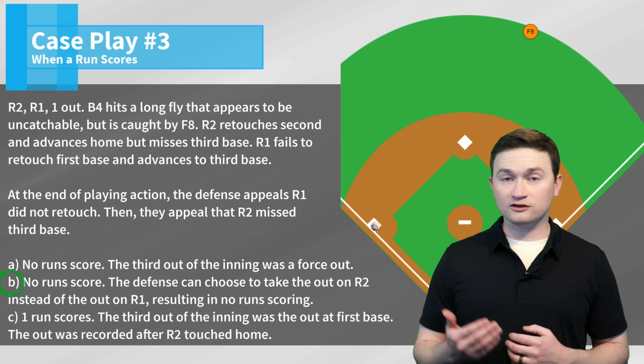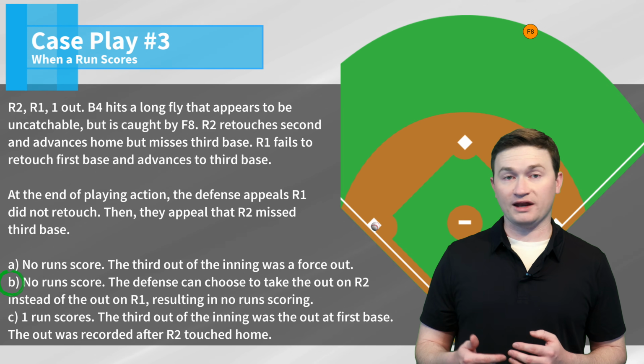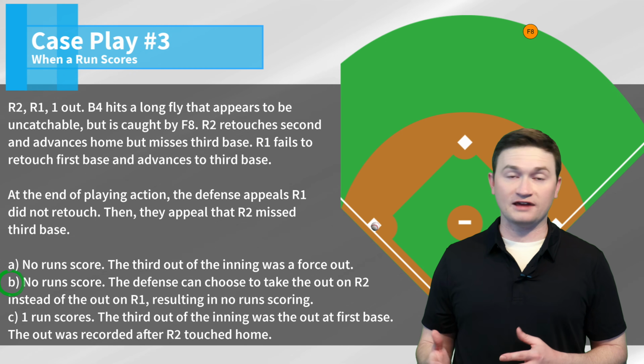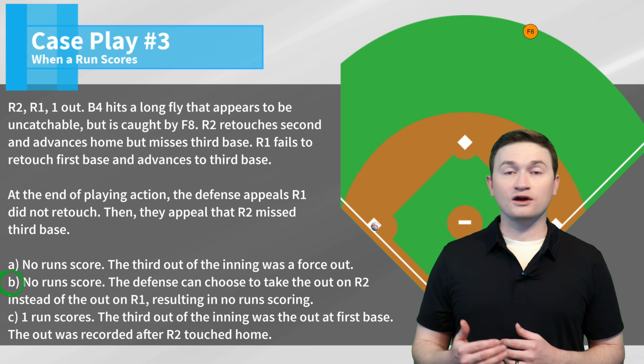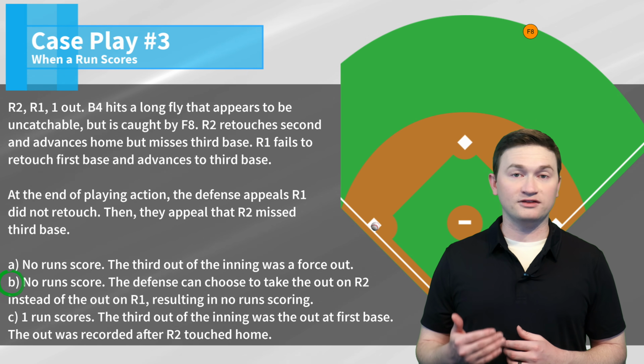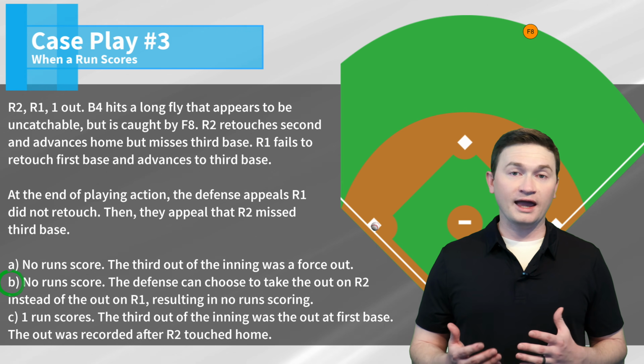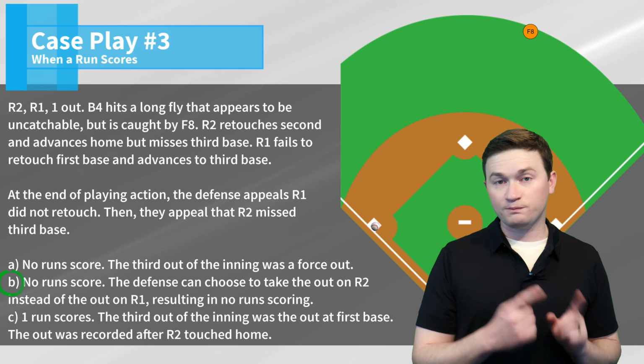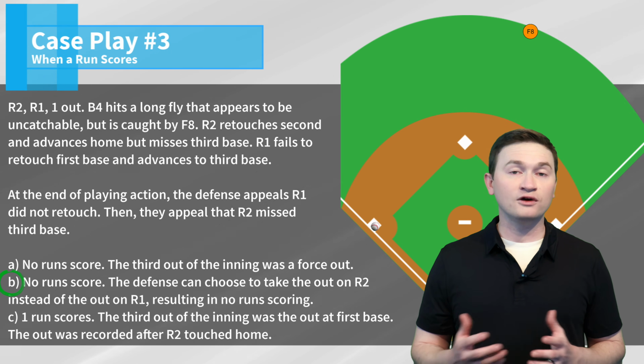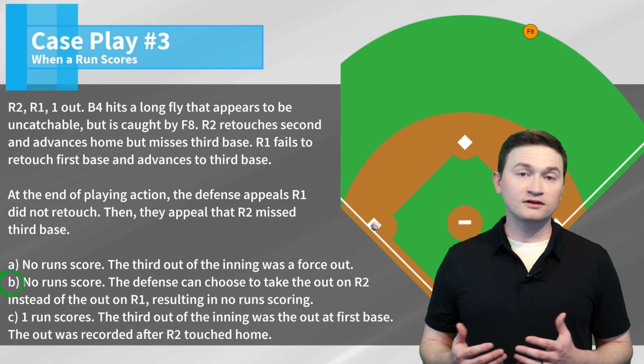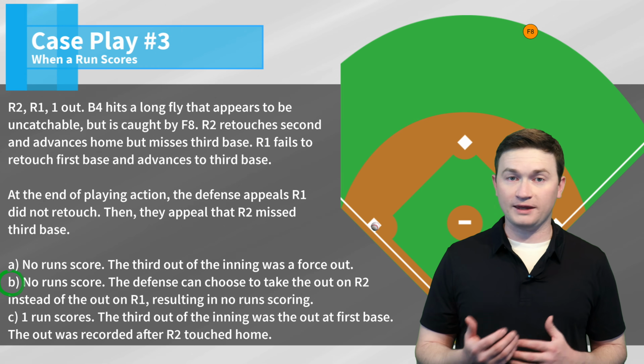Now, the third out of this play is going to be that out made at first, and that is not a force out. But the defense instead goes for a 4th out by appealing that R2 missed third. And they're going to want to take that out at third base because taking that out results in no run scoring. So the correct answer here is going to be B.